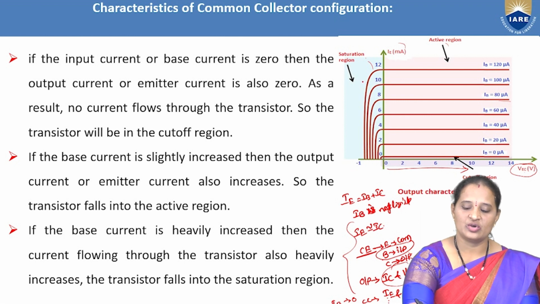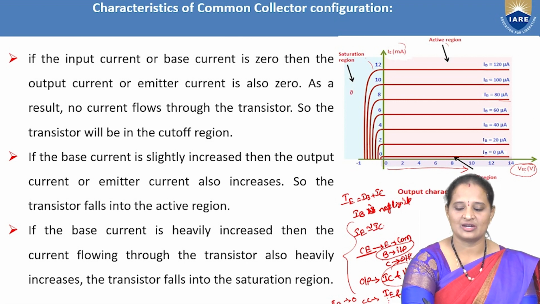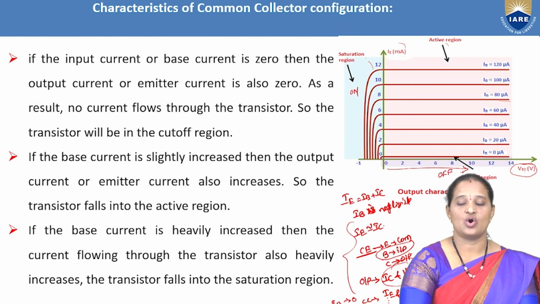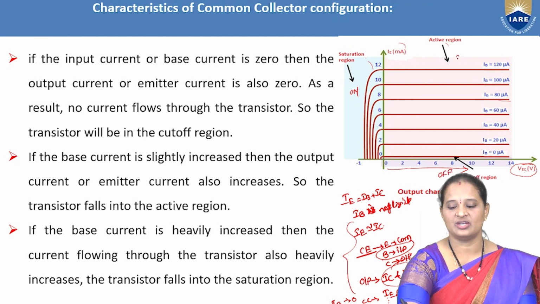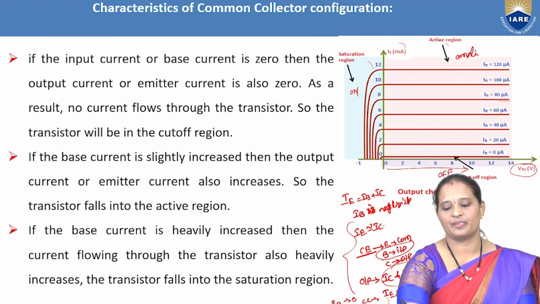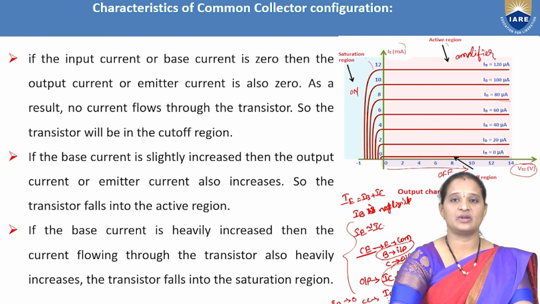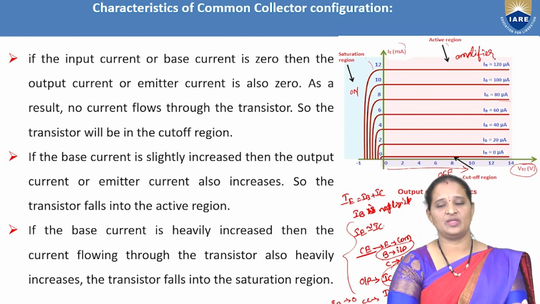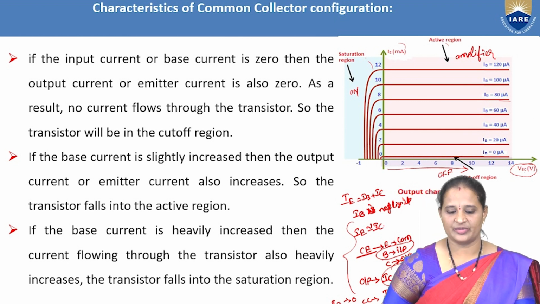saturation region. So in the saturation region, the transistor acts as an on switch, and in the cutoff region, the transistor acts as an off switch, and in the active region, it acts as an amplifier. So these are the output characteristics of common collector configuration, which are similar to the common emitter configuration, right?